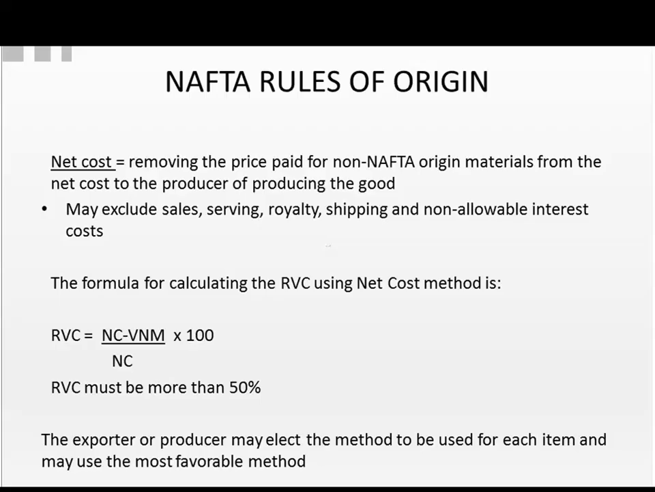The formula for calculating the RVC using the net cost method is very similar to the other transaction value RVC. In this case, it's more or less the same type of calculation. The RVC equals the net cost, your figure above, minus the value of the non-NAFTA materials, over net cost. And again, to obtain the percentage, we multiply that division by 100. The RVC in this case must be more than 50%.